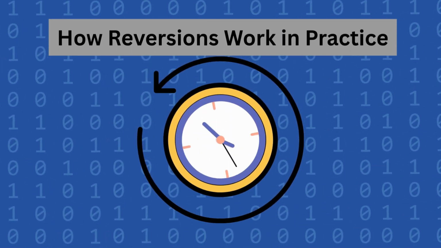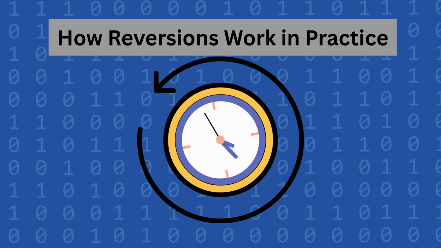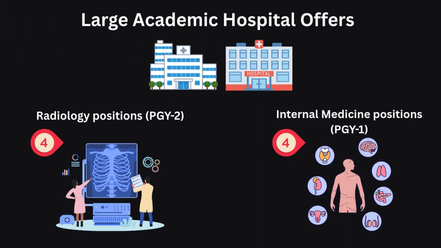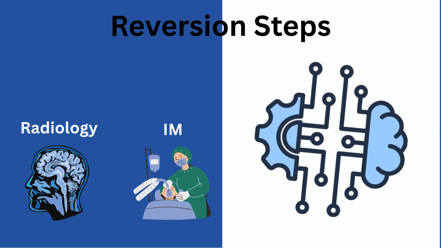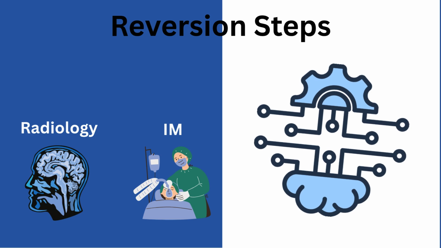How reversions work in practice. Reversions must be declared before the match and follow a strict predefined sequence. Once the algorithm begins running, it cannot adjust these rules on the fly. Programs submit a reversion schedule to NRMP indicating which positions may revert, under what conditions, and in what order. Let's walk through a specific example. Imagine a large academic hospital offers 4 advanced radiology positions, PGY 2, and 4 preliminary internal medicine positions, PGY 1. They hope to fill the radiology positions, but just in case, they set up a reversion. If one or more radiology spots remain unfilled, they may revert those to the preliminary IM track.